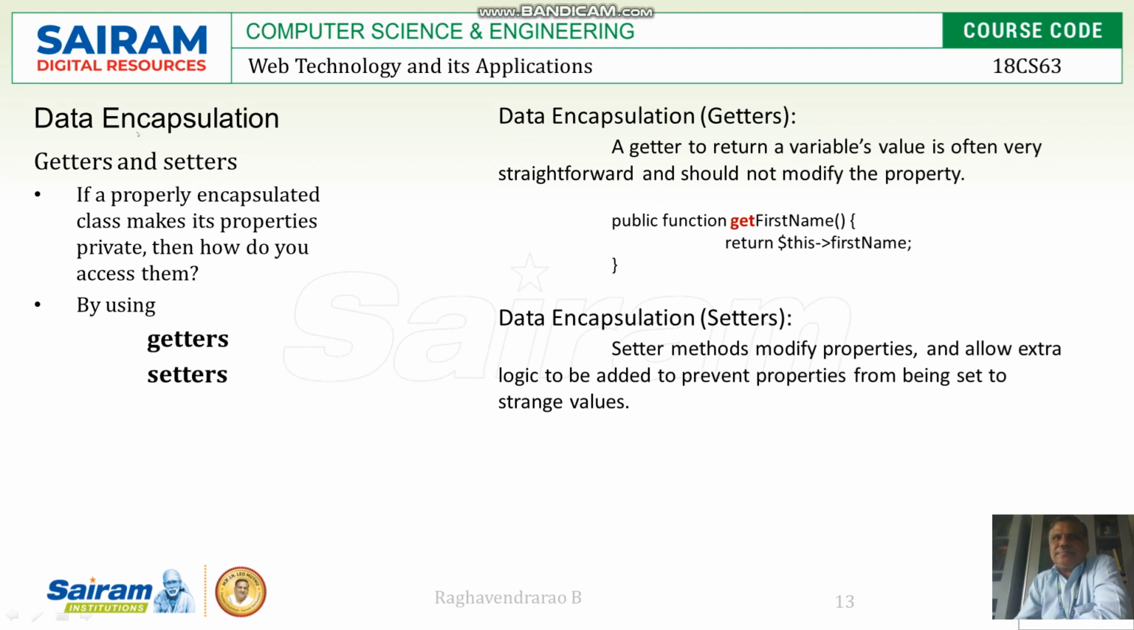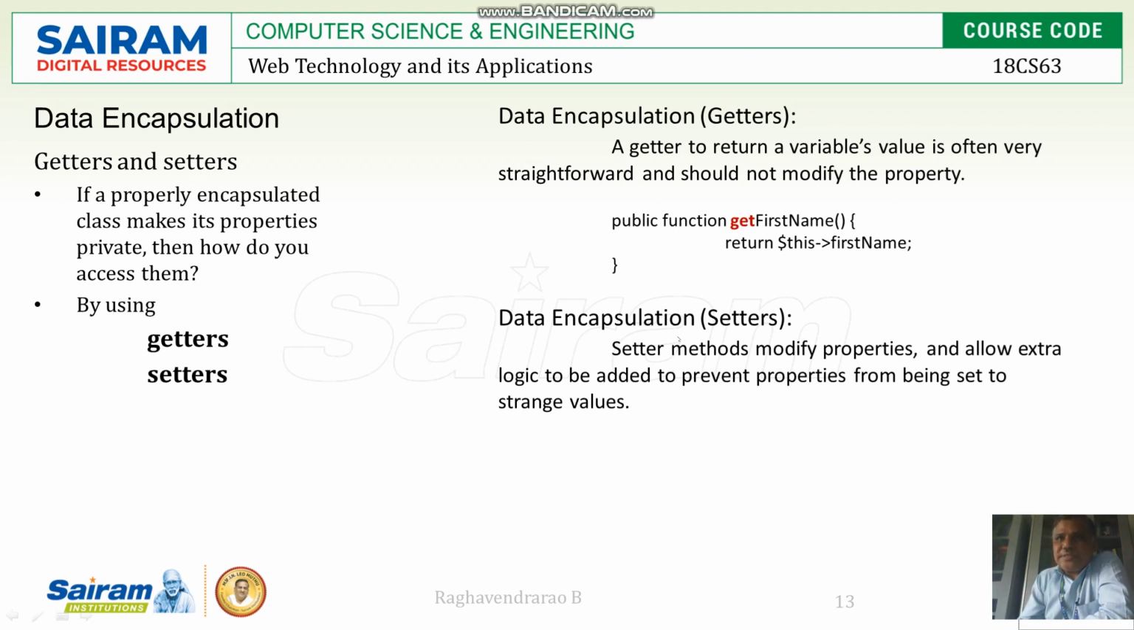So how do you get that data encapsulation? By using getters and setters. Data encapsulation, how we get that by using the get function. The getter is to return the variable value, often very straightforward for the modified property. Now you can see that this is a public function, getFirstName. It returns the first name, and the first name is going to be fetched.